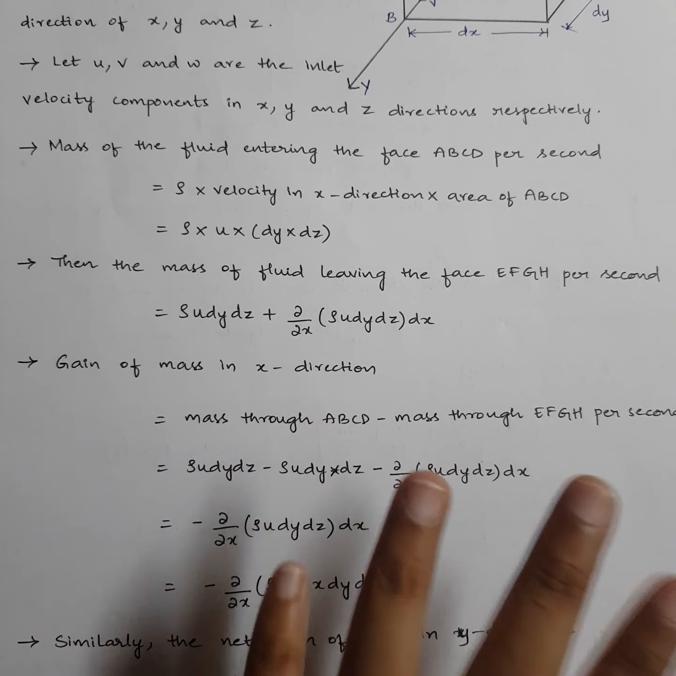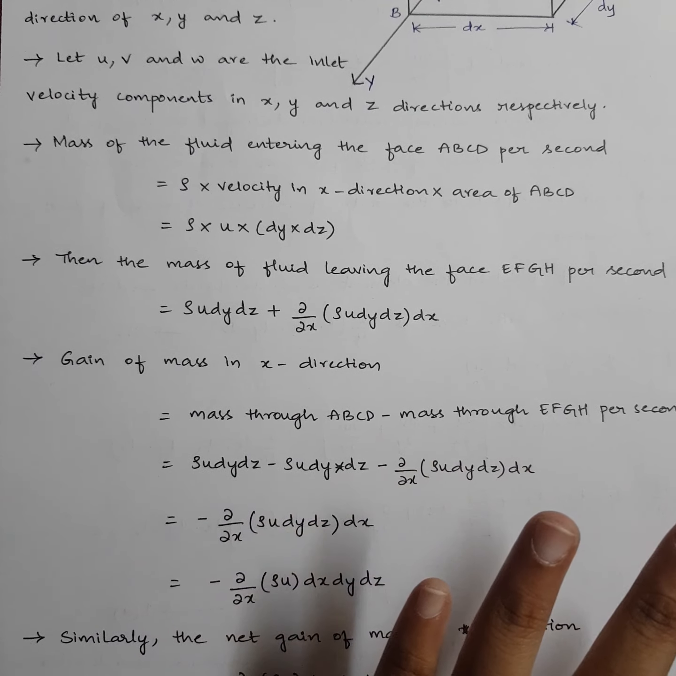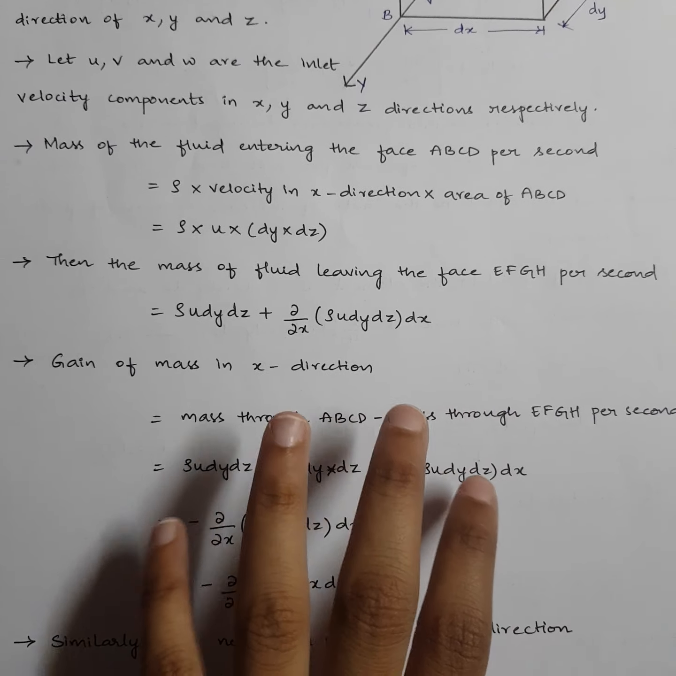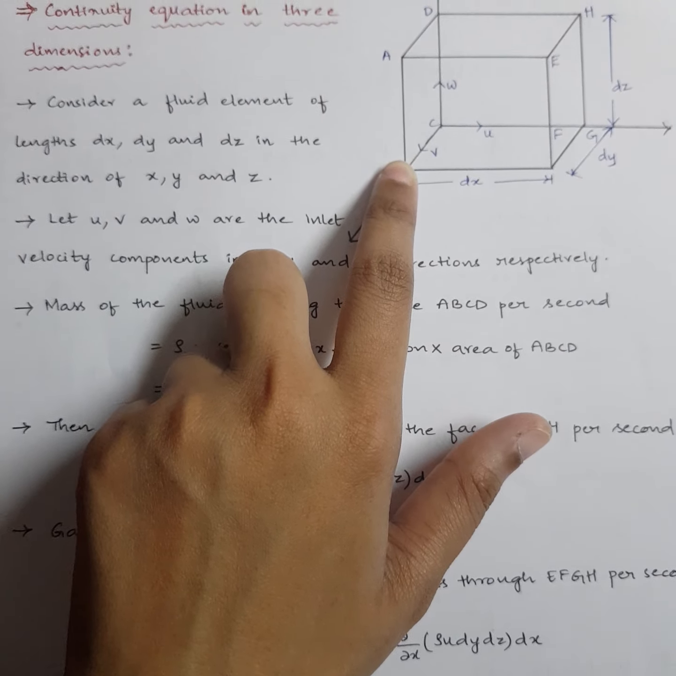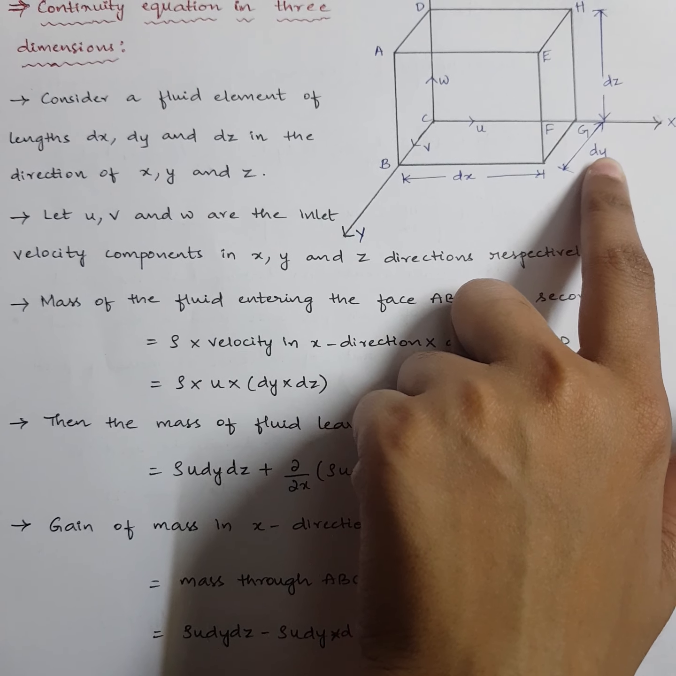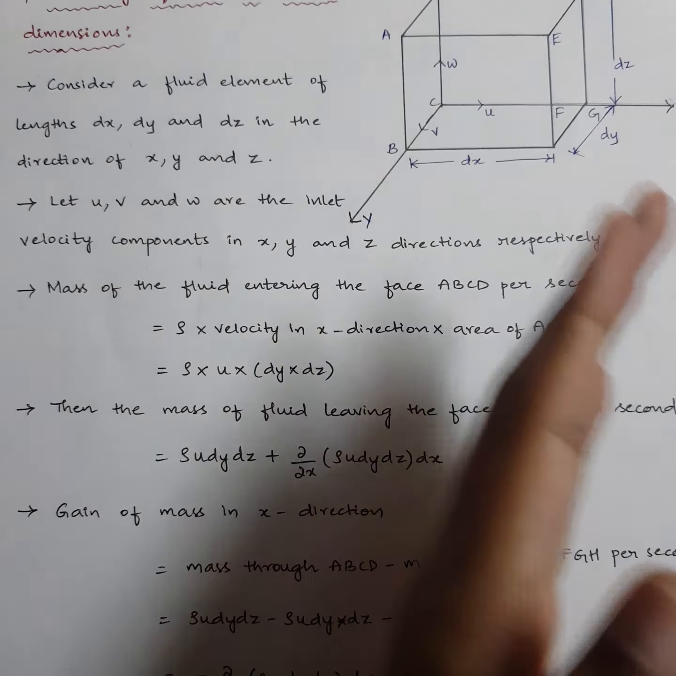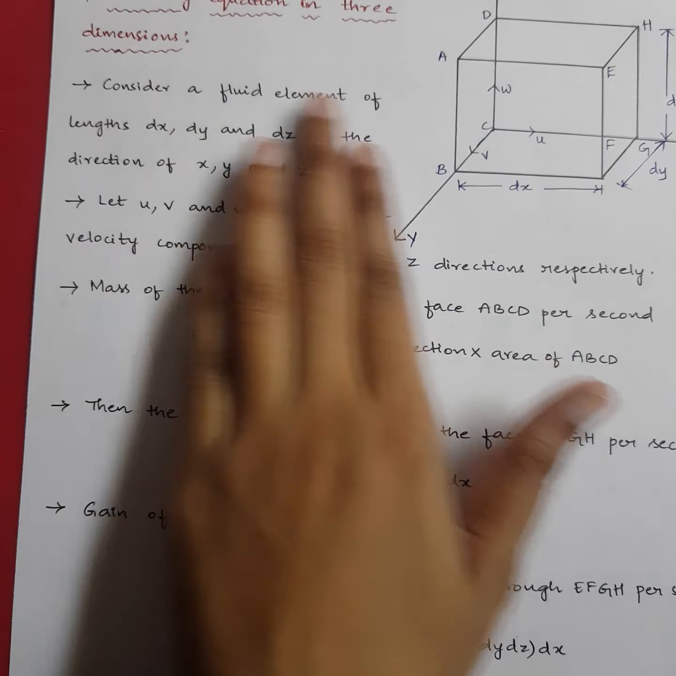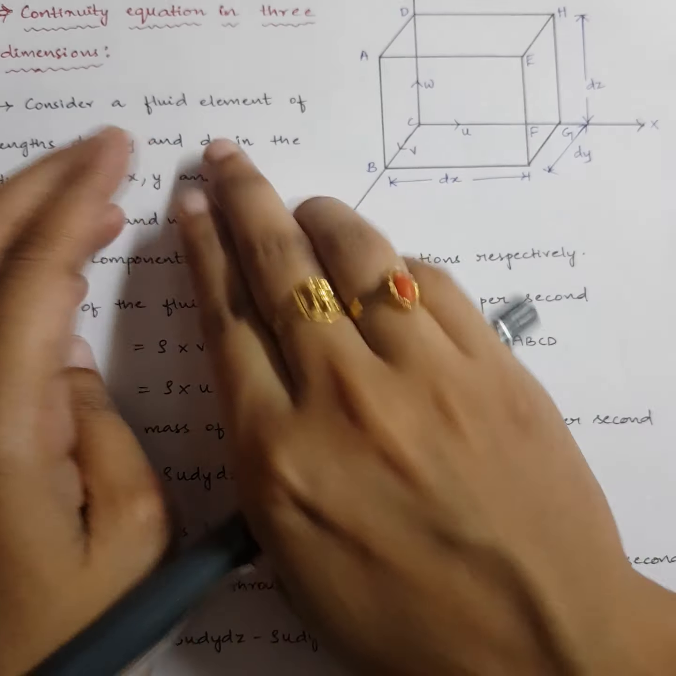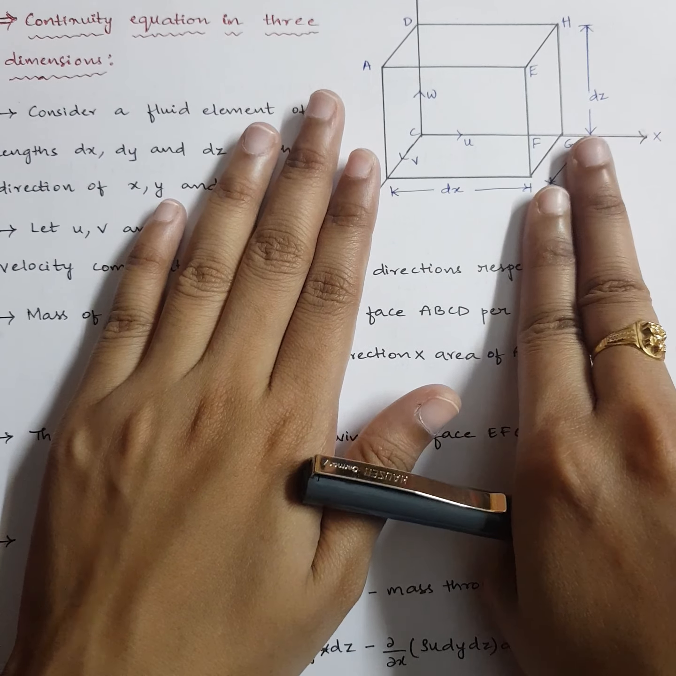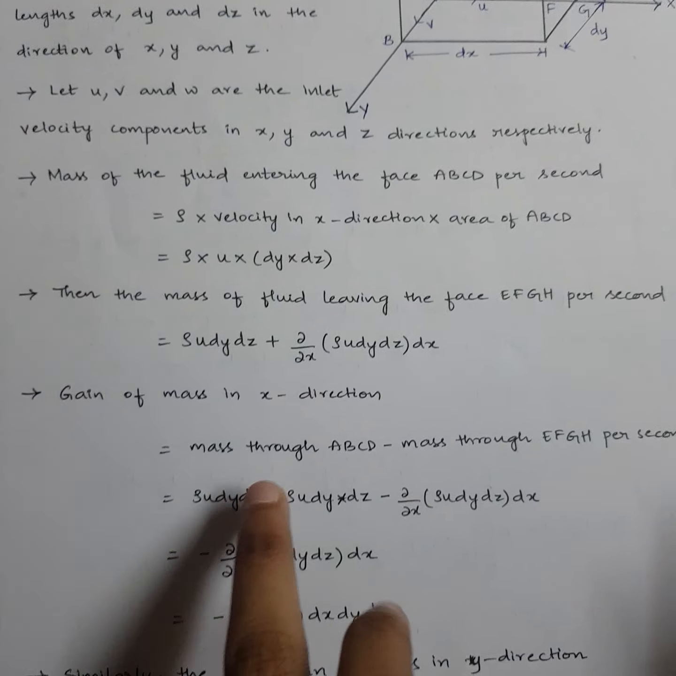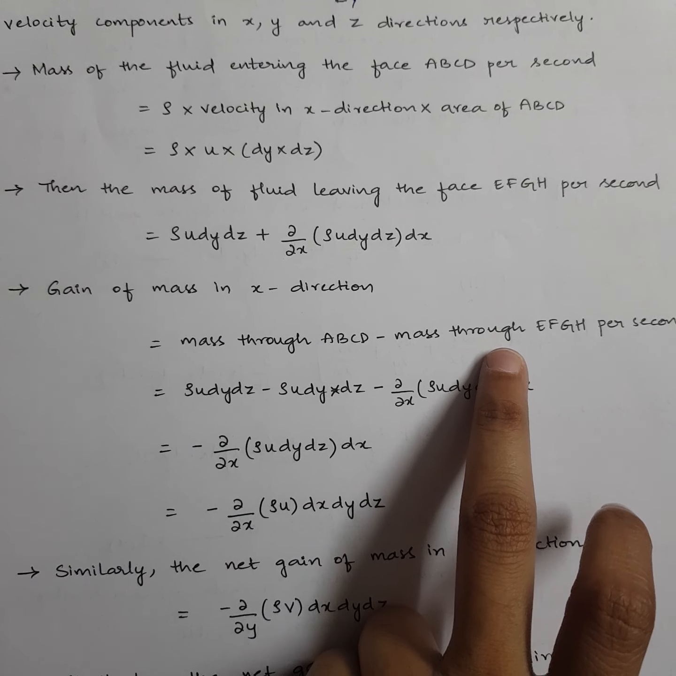So finally, let's see what is the net gain of mass in x direction. Therefore net gain of mass in x direction will be mass of the fluid entering ABCD minus mass of the fluid leaving EFGH. Why I am doing ABCD minus EFGH is my direction of flow is from left to right. Okay, so since it's from left to right, this mass minus this mass you have to do. So it is mass through ABCD minus mass through EFGH per second.